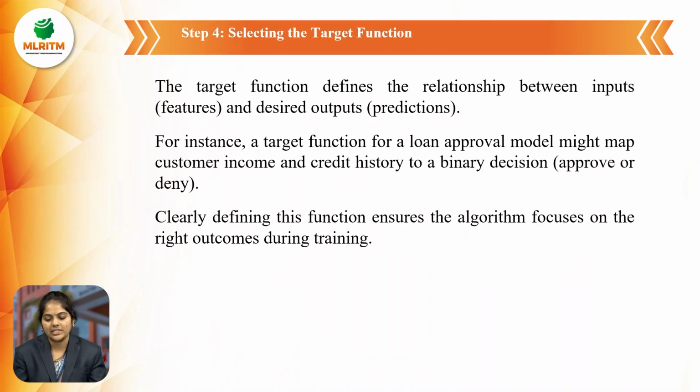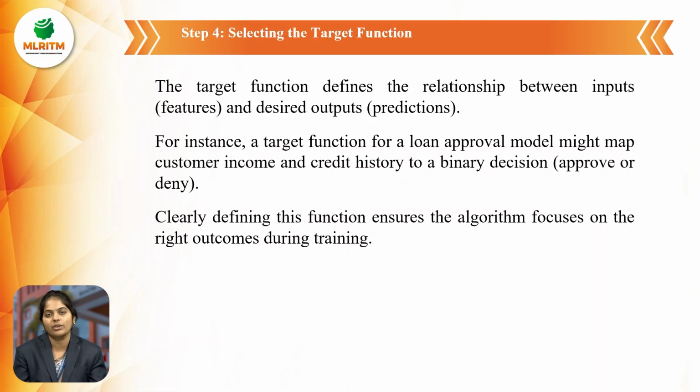And step 4, selecting the target function. The target function defines the relationship between the input and the output. Basically, we'll have some features as the input and predictions as the output here. So first, we need to select the target function. For instance, a target function for a loan approval model might map the customer income and credit history to a binary decision, approve or deny. So the target function is decided based on certain conditions.